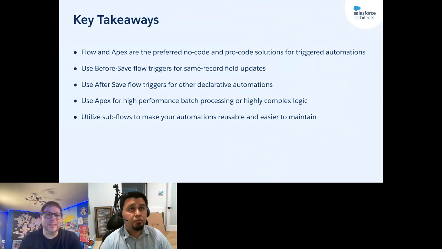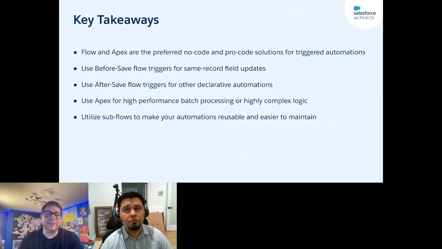And the key takeaways, we're going to talk a lot about a lot of different scenarios in this discussion, but this slide here really tells you what you need to know if you don't remember anything else from this discussion. So Flow and Apex are the preferred no-code and pro-code solutions for triggered automations.